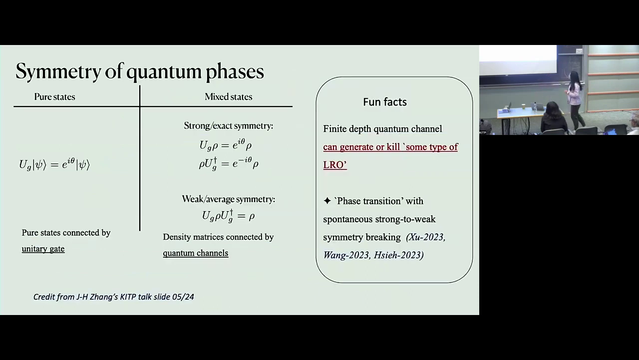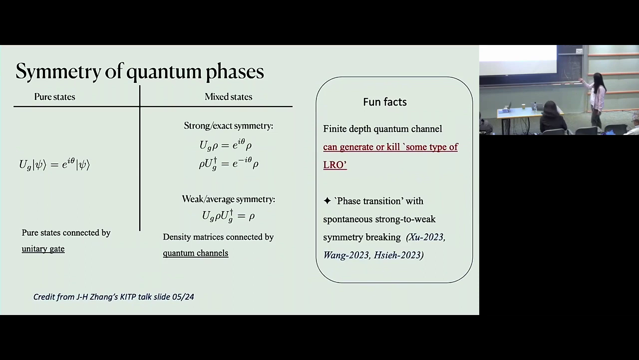Okay, so let me first review the concept or definition of symmetries for quantum phases. For a pure state, a pure wave function, the definition of symmetry is pretty simple. When I say a wave function is invariant under symmetry G, that means if I apply the symmetry transformation, the wave function is invariant up to some global phase factor.